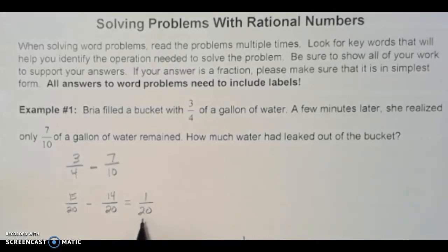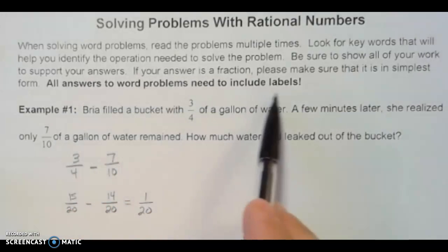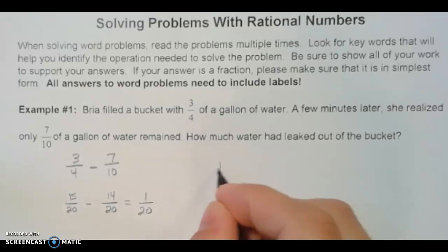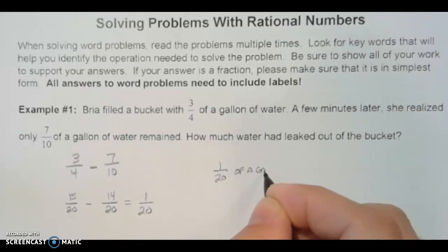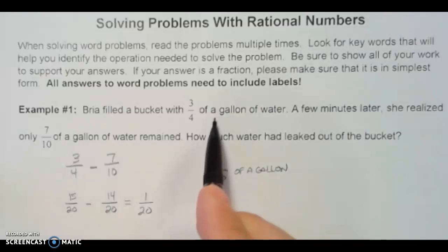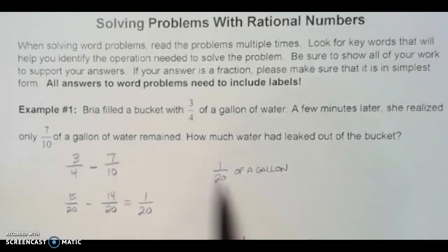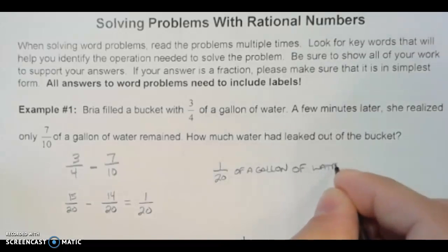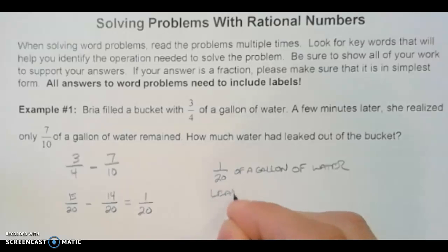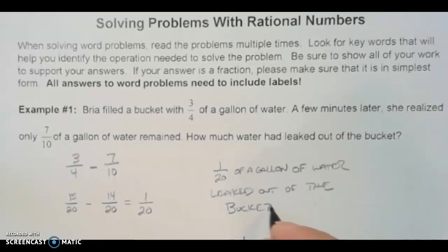Now we're not done yet. We need to explain what this number means. So again, all answers to word problems need to include labels. 1/20 of a gallon. Remember, we were measuring our water in gallons here. 1/20 of a gallon of water leaked out of the bucket.